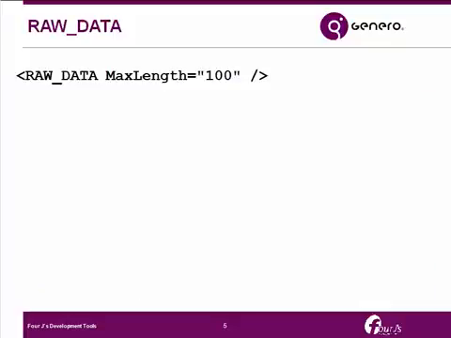The final optional element of a log configuration is the raw data element. With this element, you can specify the maximum length of any single log message entry. The numeric value specifies the number of characters for a single log message. By default, this element is omitted and there is no cap to any single log message length. It is written out in its entirety.